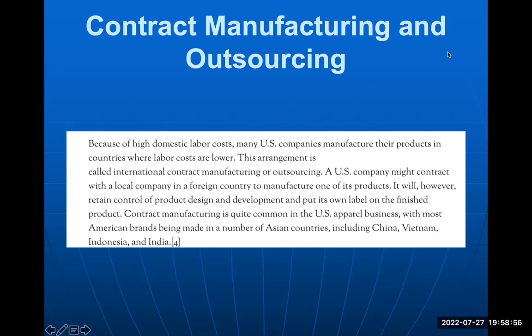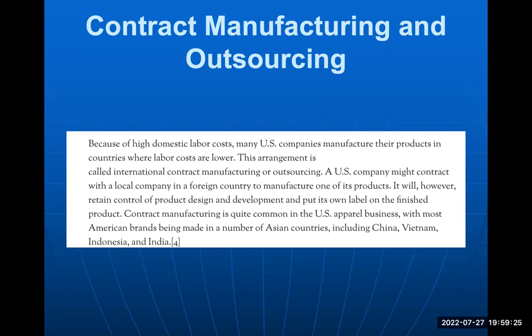Another way now is contract manufacturing and outsourcing. Because of high domestic labor costs, many US companies manufacture their products in countries where labor costs are lower. And we know this. Even Donald Trump has a Thai brand, and it is actually manufactured in China because it's cheaper to manufacture it there. This arrangement is called international contract manufacturing or outsourcing.